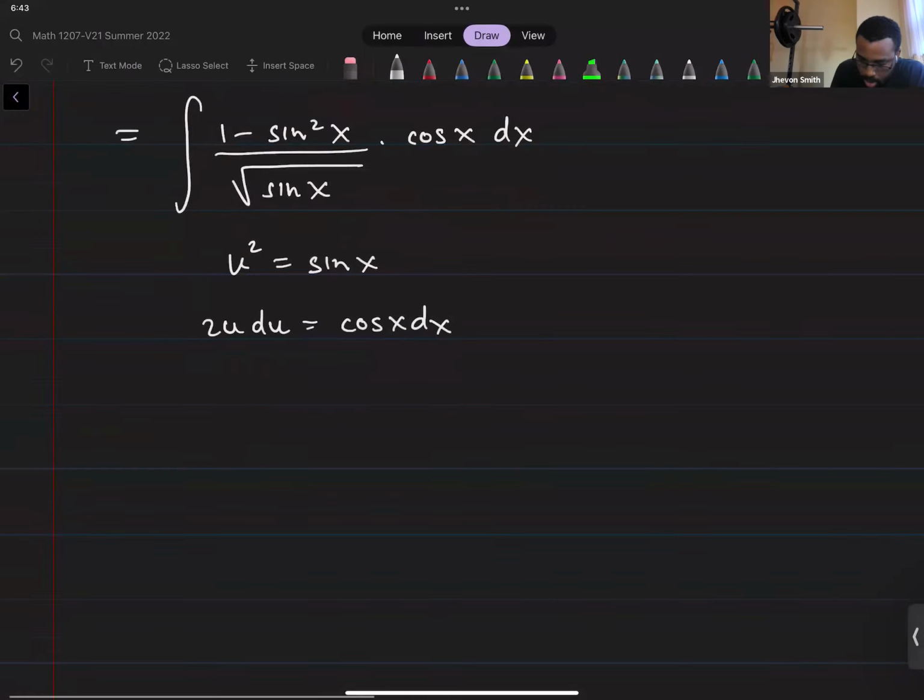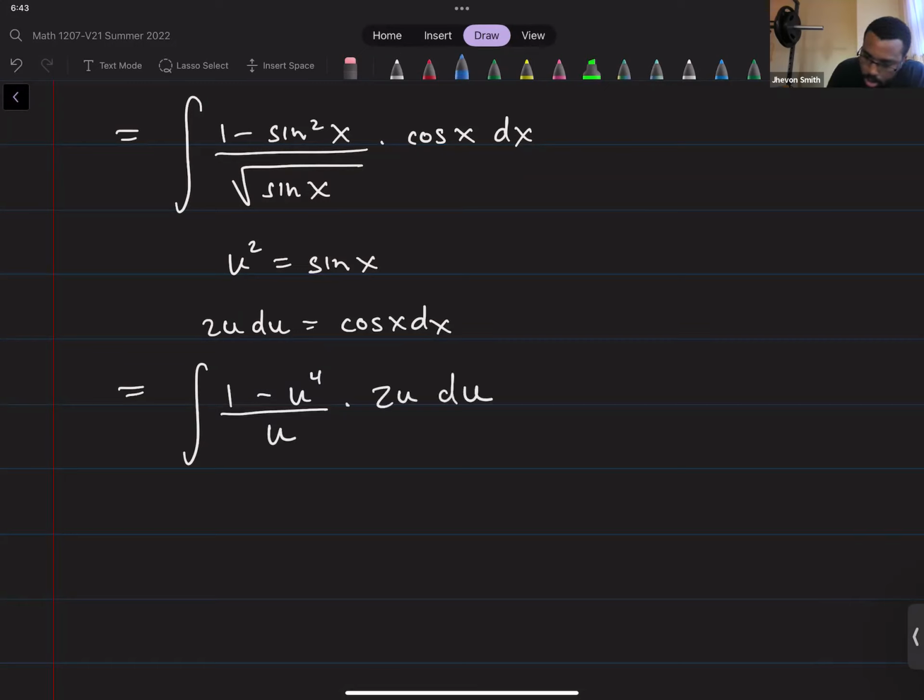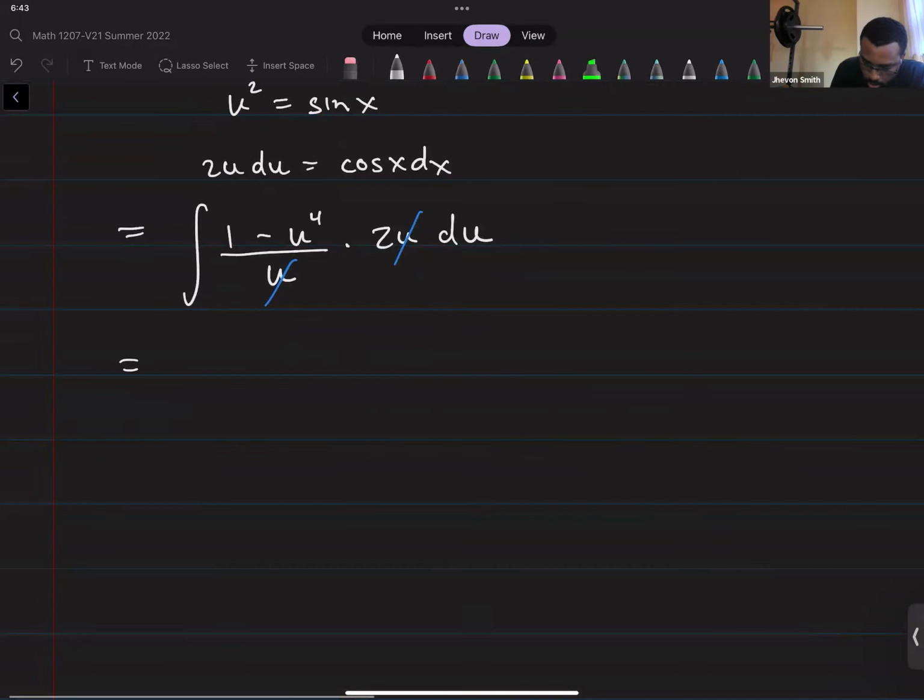And then I would get 1 minus u to the fourth over u times, well, 2u du. Those guys would cancel. So I'd end up with 2 times the integral of 1 minus u to the fourth. Right, which is a very nice integral, right? That's something that you have a basic rule for. You can use the power rule.